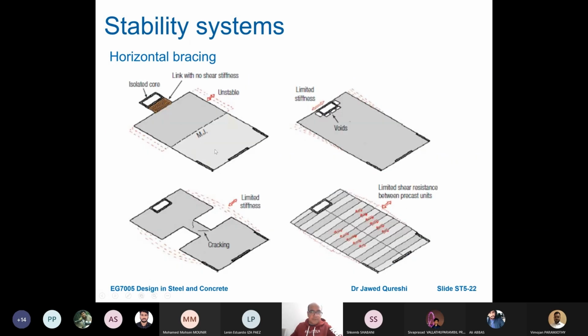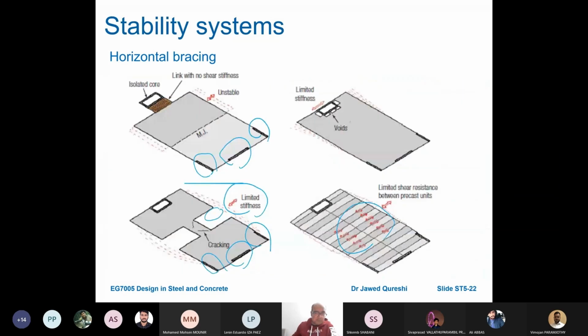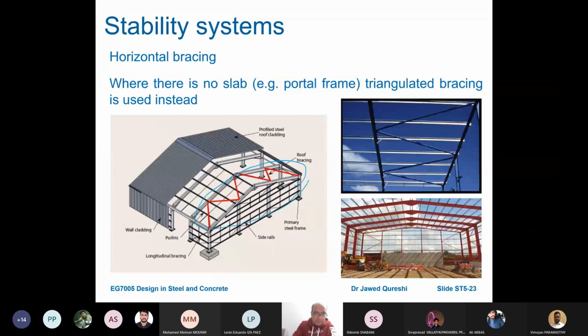Some kind of horizontal bracings where we're providing horizontal bracing in these members, and here we have a void. Again, some other examples of limited stiffness because of these voids. We have bracing here. In this example, you can see how the load is transferred. Now, what happens if there is no slab at the top of the structure? That can happen when we have portal frames. We use portal frames when we have very large spans in warehouses and large supermarkets. So in that case, we provide the horizontal arrangement. The roof bracing that you see here, represented in this figure, is provided to resist lateral loads.